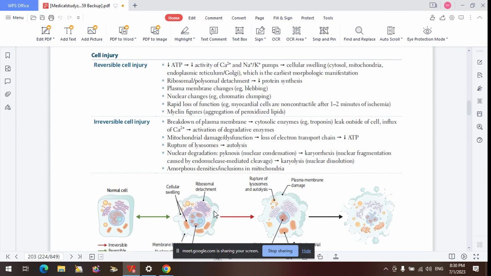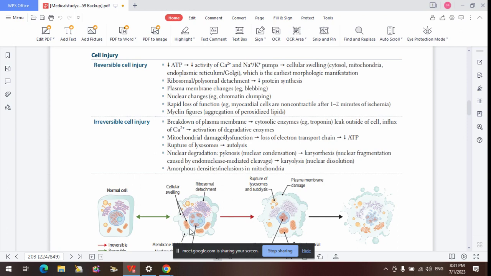So there's disturbance in the structure of some of those organelles, like the endoplasmic reticulum. There's going to be the ribosome being detached from the endoplasmic reticulum. So there's less activity of the endoplasmic reticulum, which is protein synthesis. So protein synthesis stops or reduces because the endoplasmic reticulum is now becoming enlarged and there's detachment of the ribosomes there. We talked about the plasma membrane changing, which is the blebbing.